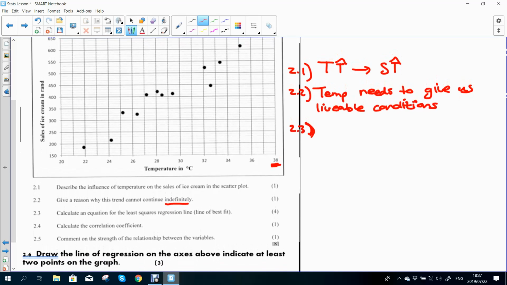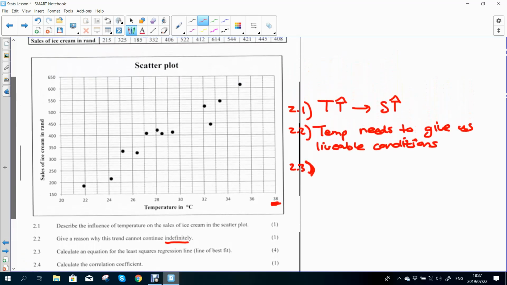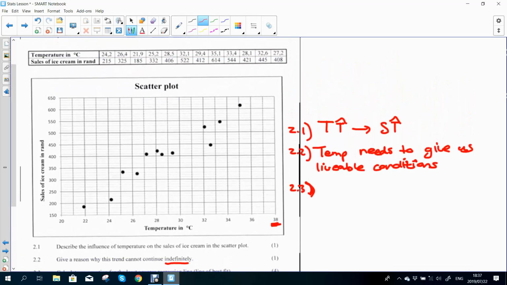Calculate an equation for the least squares regression line. And I'm not going to take you through those steps again. You will put all of these data values in, go through all the little steps. Let's just check, did I actually solve this question for you? It doesn't look like it. Question 5. Yes, I did. I did actually find it for you.